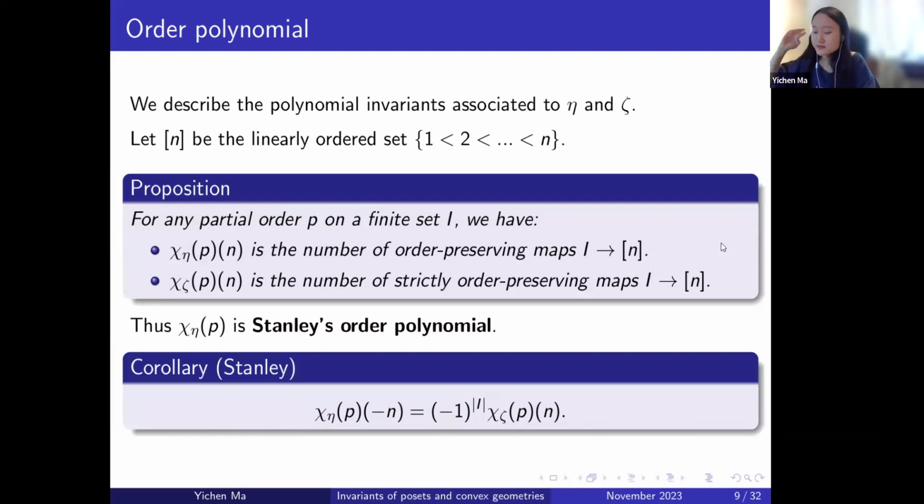So Stanley obtained a reciprocity between these two numbers, between these two countings, in his own way, but we can also retrieve this result by the fact that eta bar is the convolution inverse of zeta. So then we have Stanley's reciprocity.